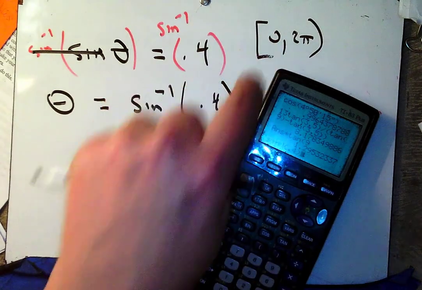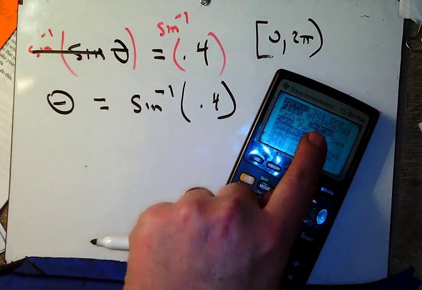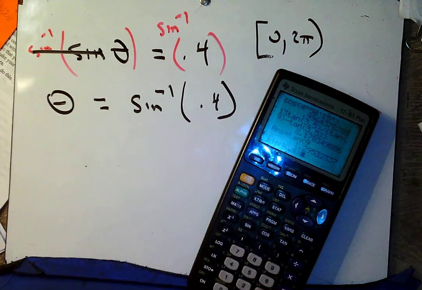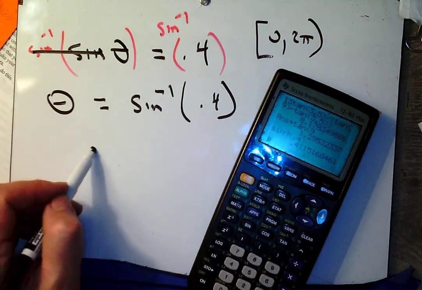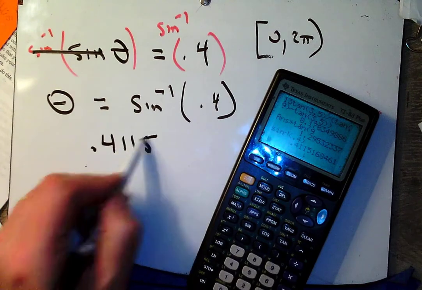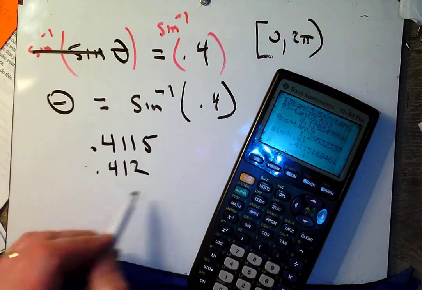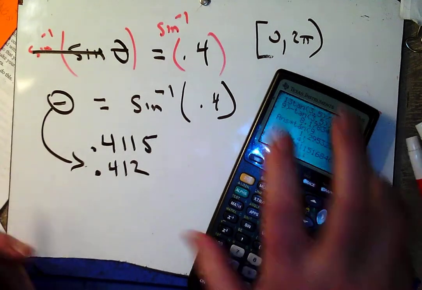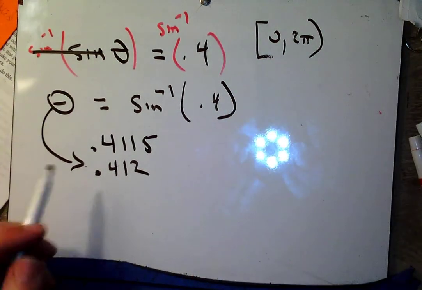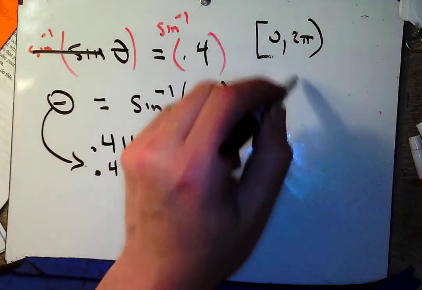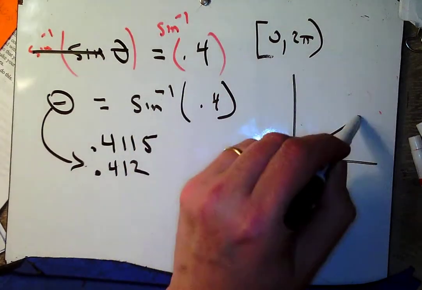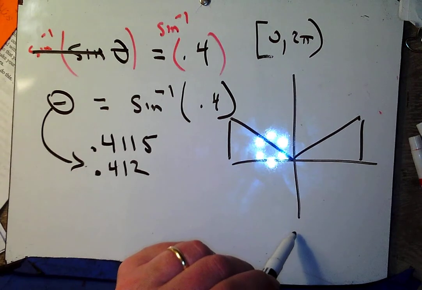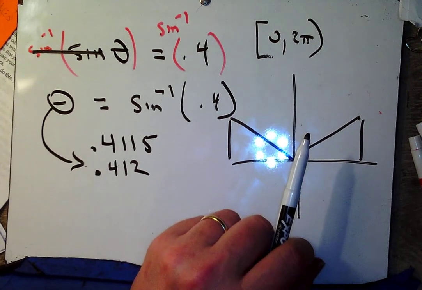Well, inverse sine of 0.4. And, ooh, I want radians. So let's check that mode. Not degrees. Phew, I almost made a mistake there. And so what do I get? I get 0.4115 or 0.412. Okay, so theta is 0.412. Isn't that great? Yeah, no. Why not? Because we know sine is positive in the first quadrant and in the second quadrant. There should be two solutions here.